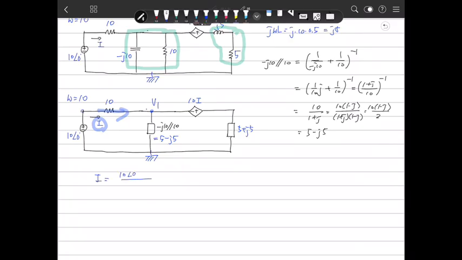So that will be I equals 10∠0 minus V1 divided by the impedance 10. Then we define this as V2, then 10I is V2 minus V1. From here, V2 equals 10I plus V1.